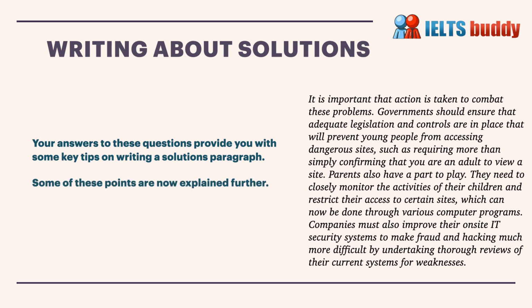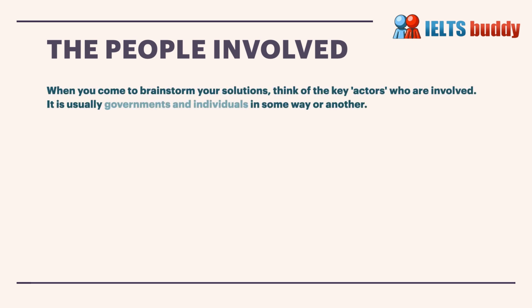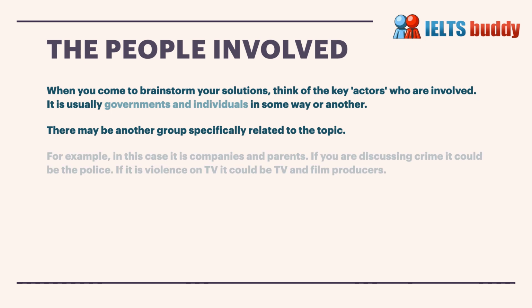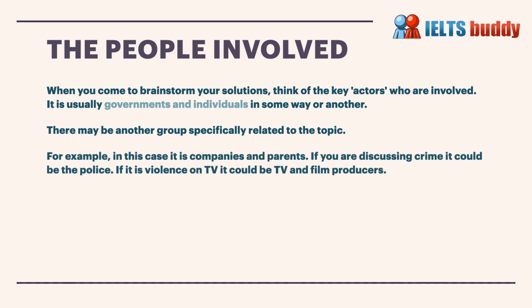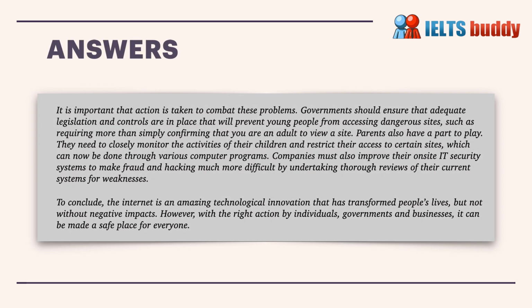Some of these points are now explained further. For example, when we look at solutions, think about the people involved. These are certain key actors. For example, it's often governments and individuals you're asked to write about. There may be another group specifically related to the topic. In this case, it's companies and parents. If you're discussing crime, it could be the police. If it's violence on TV, it could be TV and film producers. You can then brainstorm your ideas under each group and organise them in the same way.